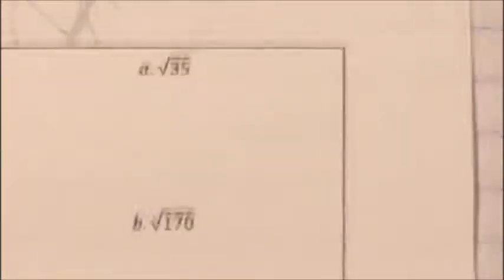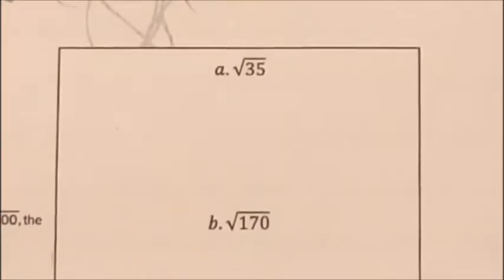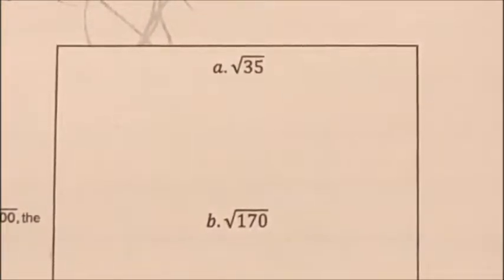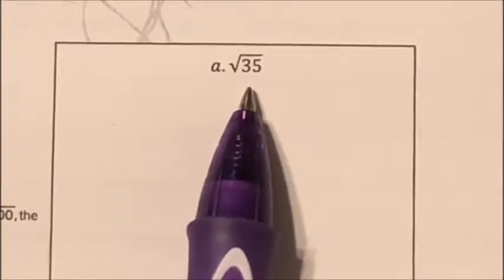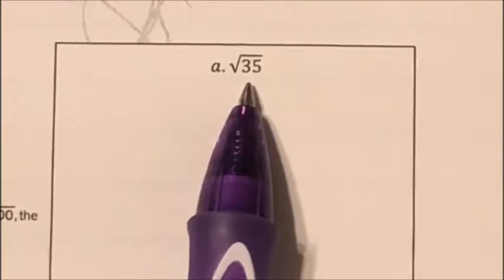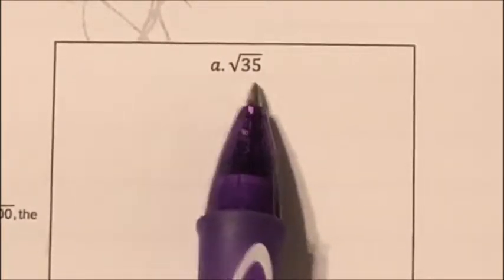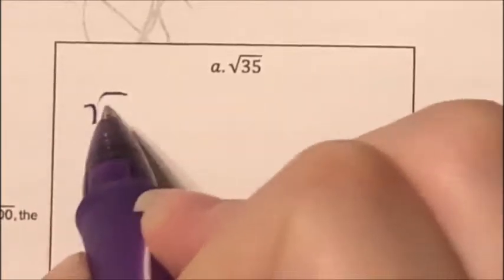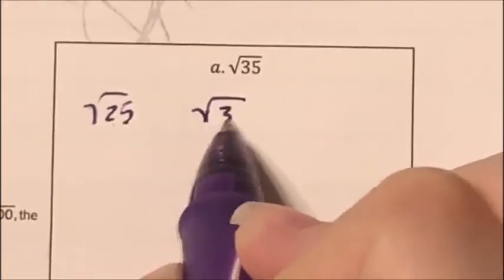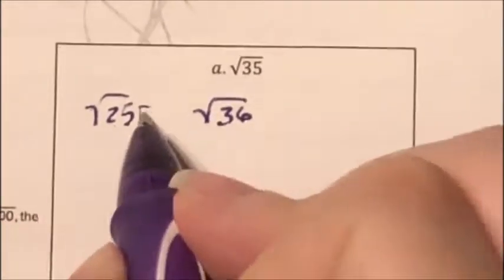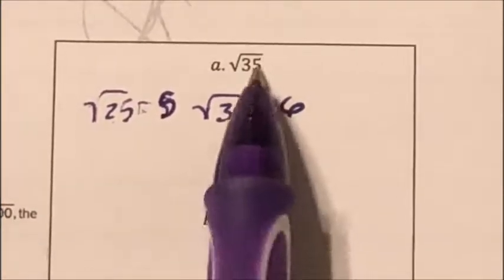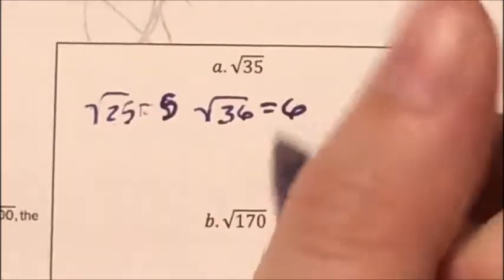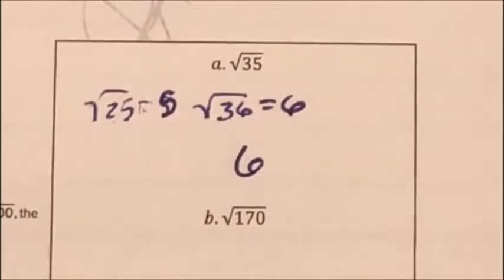All right, so let's look at the try problems. The first one I have is A, the square root of 35. The perfect squares on either side are 25, which is 5, and 36, which equals 6. 35 is closer to 36, so my answer is going to be 6.